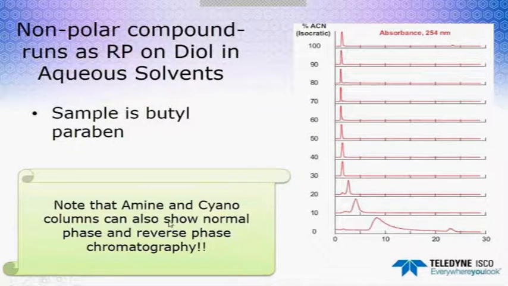The amine and thiol columns can also show normal phase and reverse phase chromatography. The amine column that we will discuss later, I expect it to behave similarly to the diol column. And for the cyano column, generally, I expect the changeover to happen at about 50% organic. And I expect that for nonpolar compounds, it will also act generally only as reverse phase.